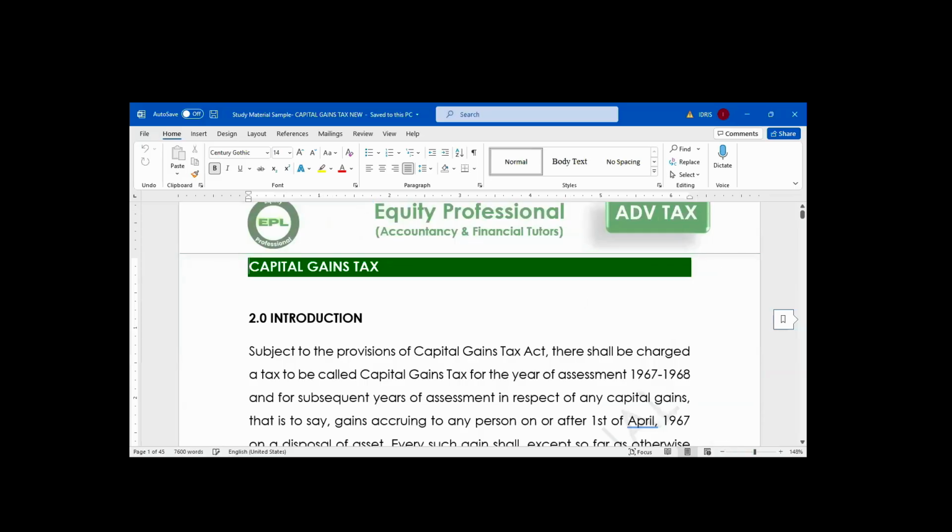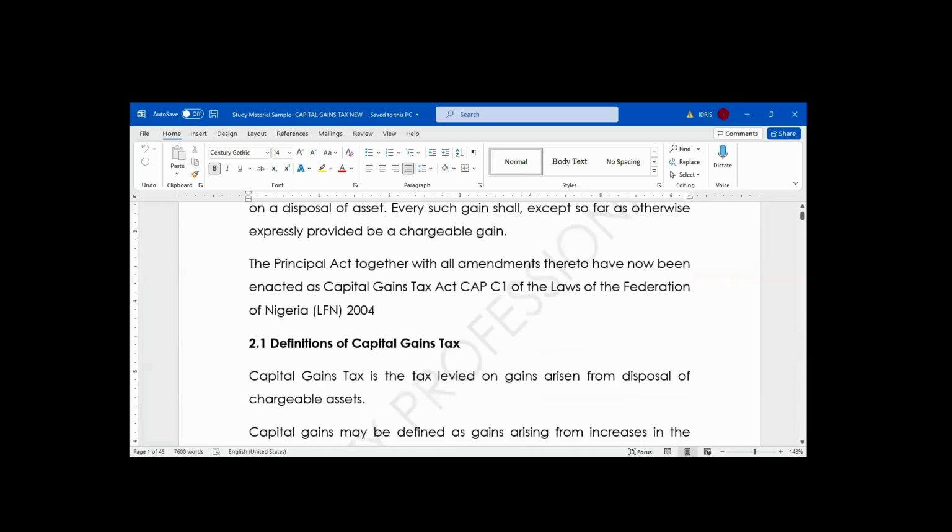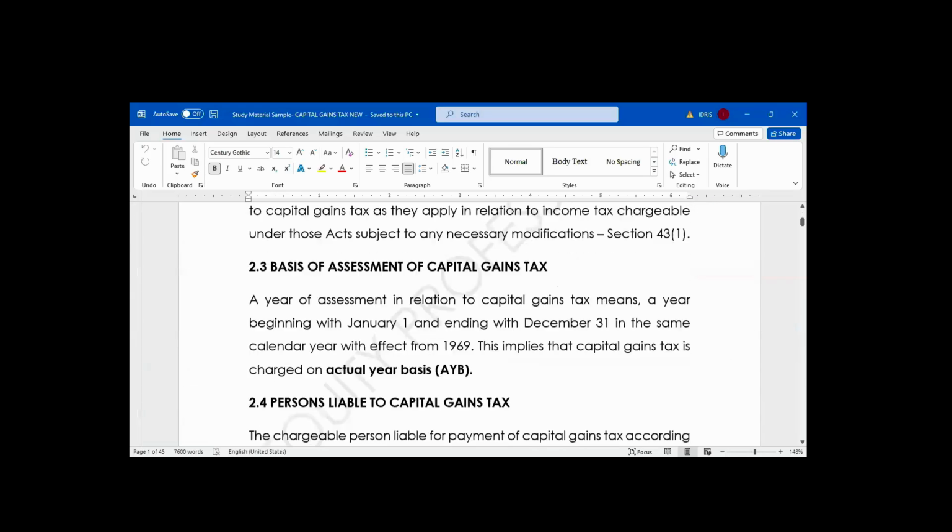Our last class was on capital gain tax. We couldn't finish capital gain tax when we started this topic, so we continue from where we stopped the last time. Because of the orientation, we couldn't hold lecture last week. So we are on capital gain tax.